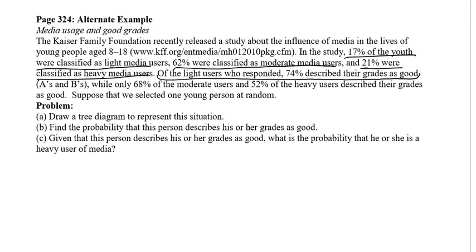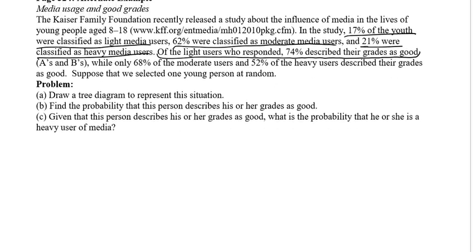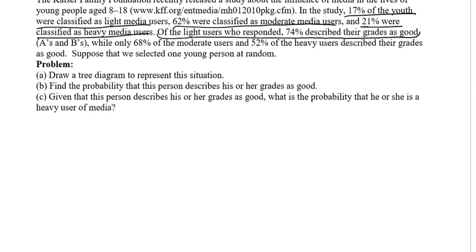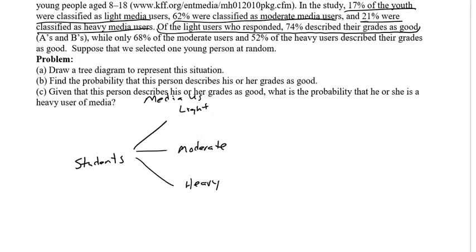So here's how we do this. We do students, and there were three possibilities for media usage: light, moderate, and heavy. And then for each one of these, they had good grades or they had bad grades. So we have good and bad, and good and bad, and good and bad. That's what our tree diagram is going to look like.